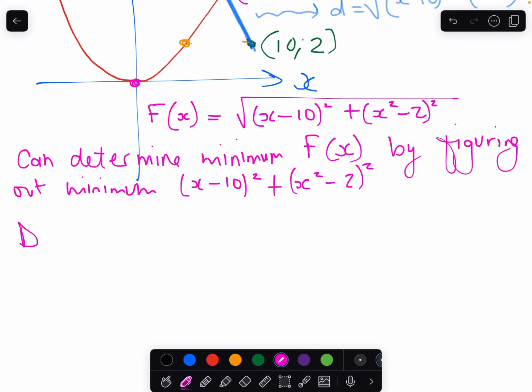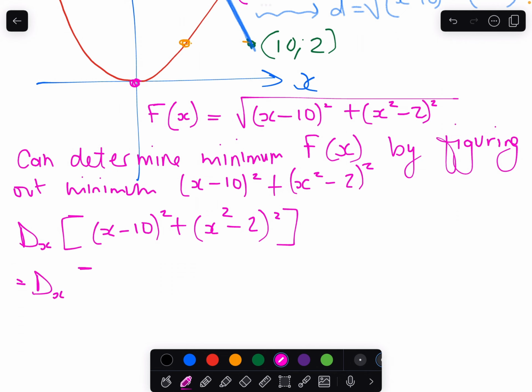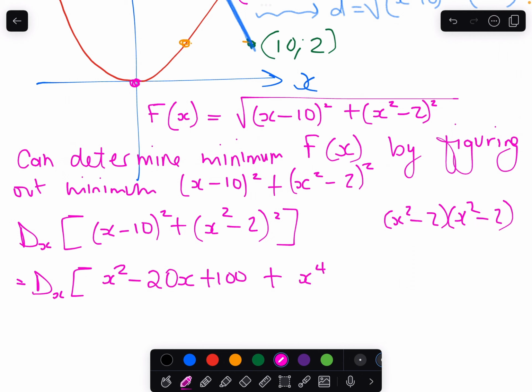Okay, so now I want to use the first derivative of x minus 10 squared plus x squared minus 2 squared. I'm going to first need to simplify my expression as much as possible. So this will be x squared minus 10x minus 10x, so that's minus 20x, and then plus 100. And then here I've got x squared minus 2 times x squared minus 2, so that's going to be x to the 4 minus 2x squared minus 2x squared, so that's minus 4x squared plus 4.